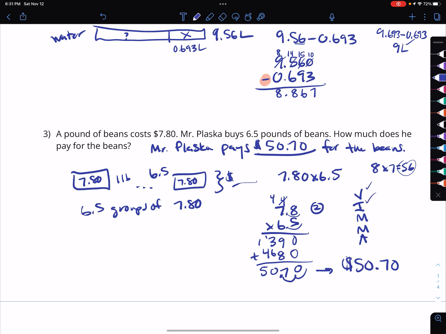So we set it up vertically. We identified and ignored. We multiplied. We moved. And we got our answer. That is reasonable. Awesome.